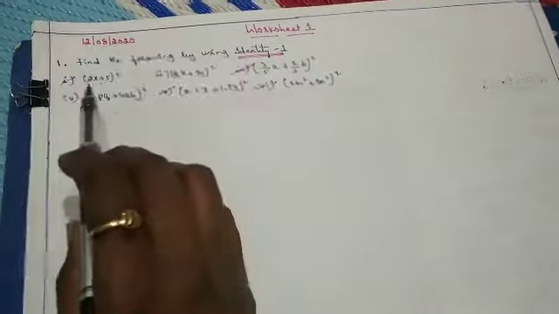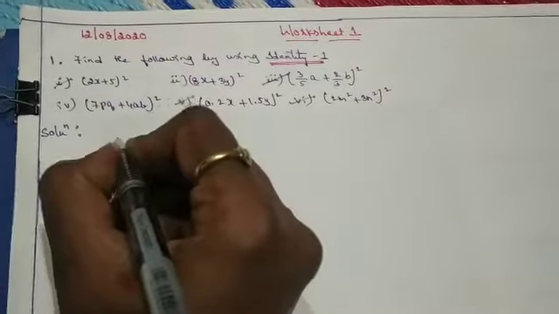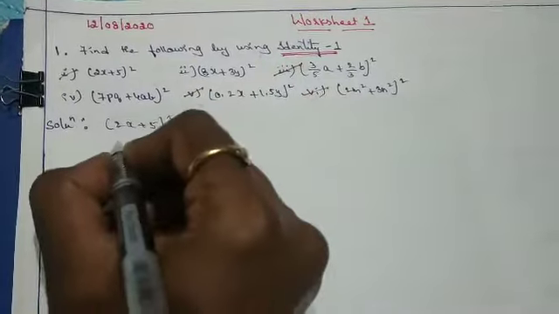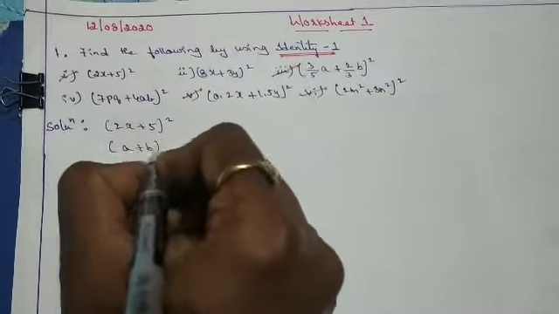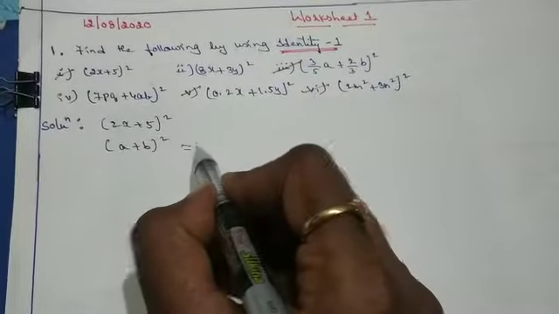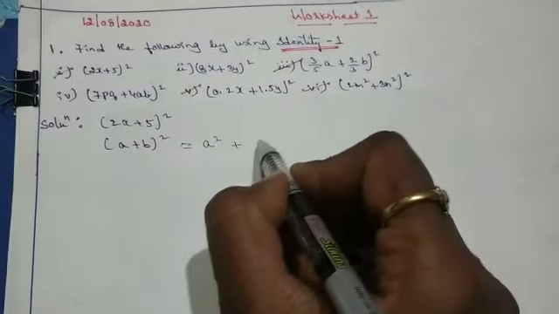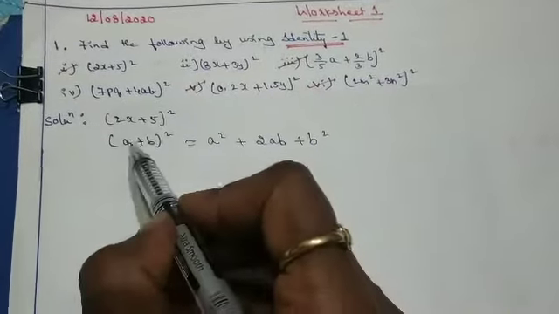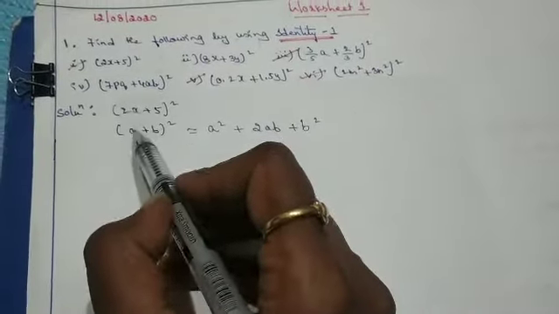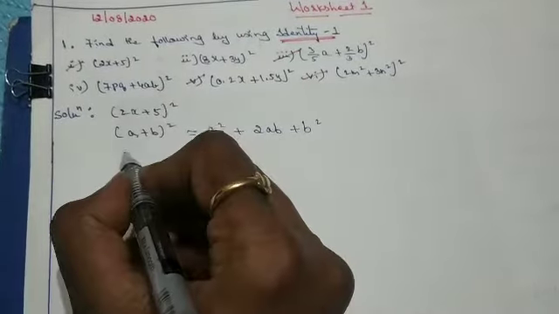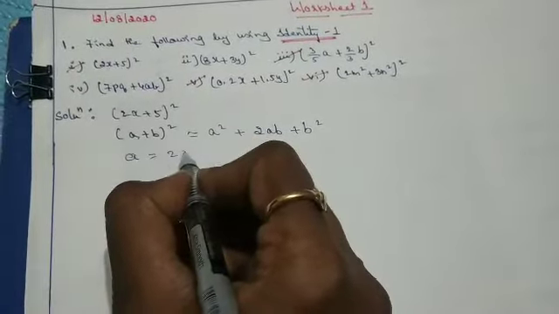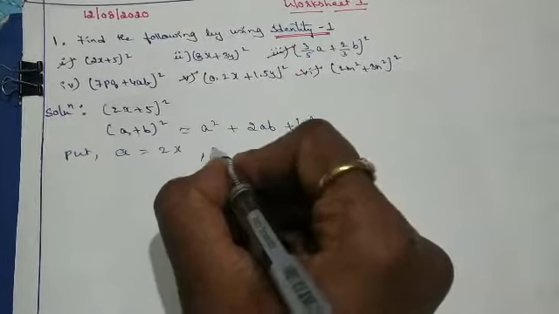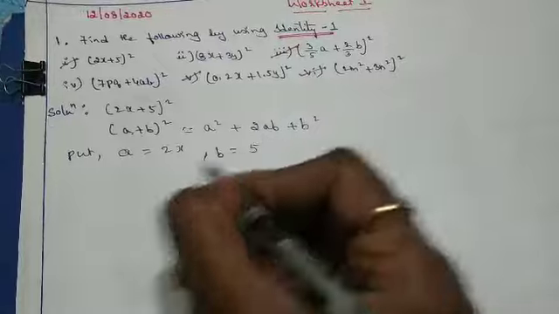What is it? (2x + 5) whole square. Solution: (2x + 5) whole square. It is in the form of (a + b) whole square, which is nothing but a square plus 2ab plus b square. Now you compare this part, children. What does a stand for? A is nothing but 2x. So we'll write it as, put a equal to 2x and b equal to 5.